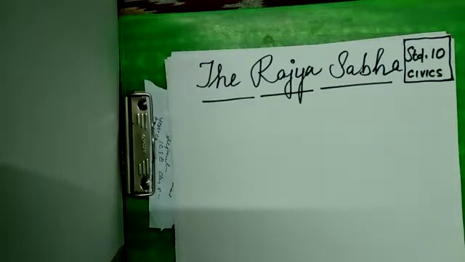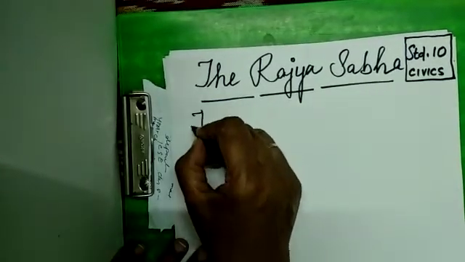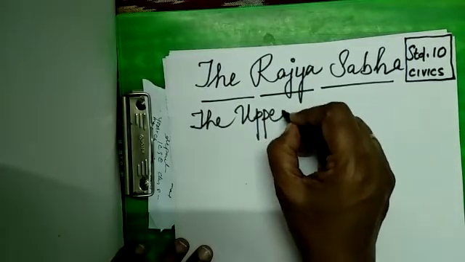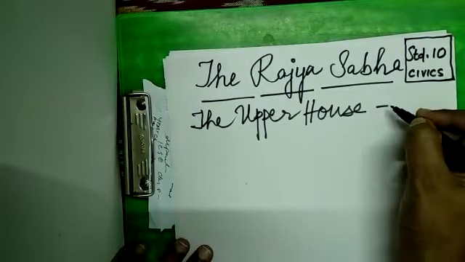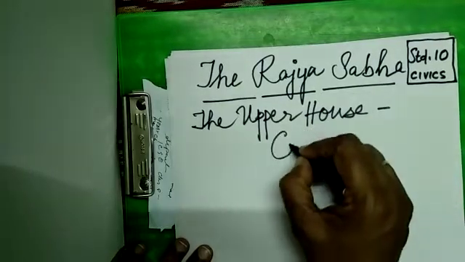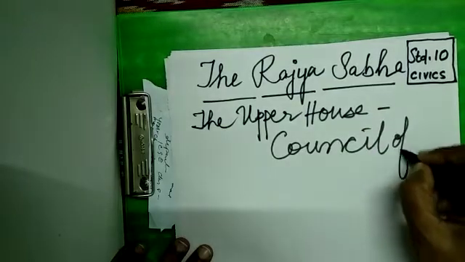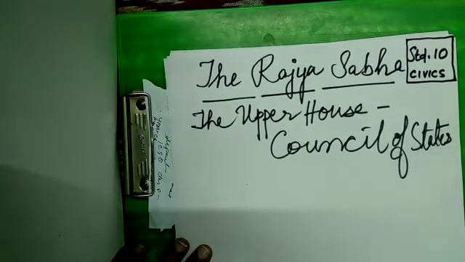Today's topic is the Rajya Sabha. The Rajya Sabha is the upper house of the parliament, and it is also known as the Council of States.